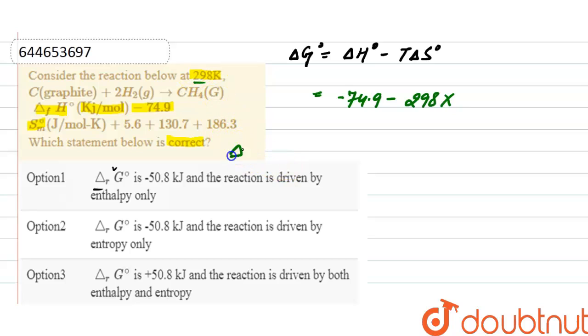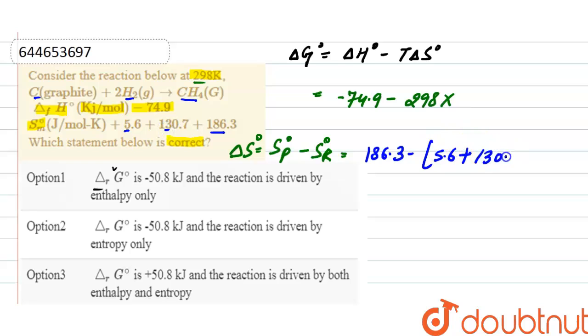For a reaction, standard entropy change is equal to standard entropies of products minus standard entropies of reactants. So here, the product is methane and the entropy of methane is 186.3, minus entropy of carbon graphite, which is 5.6, plus the entropy of hydrogen, which is 130.7, and for two hydrogens the entropy is multiplied by 2. So this is the standard entropy. Putting the values here, this will be 186.3 minus 5.6 plus 130.7 into 2.